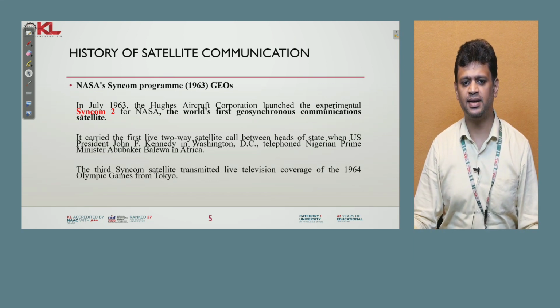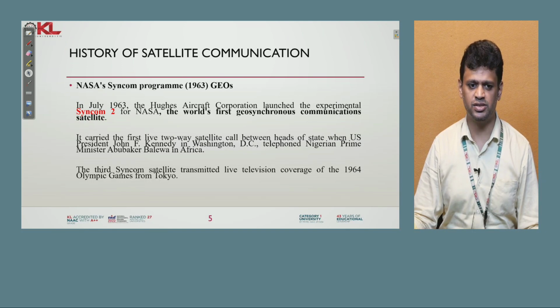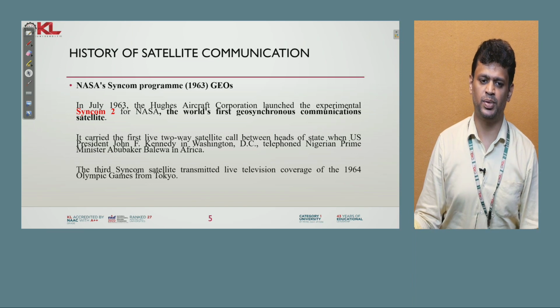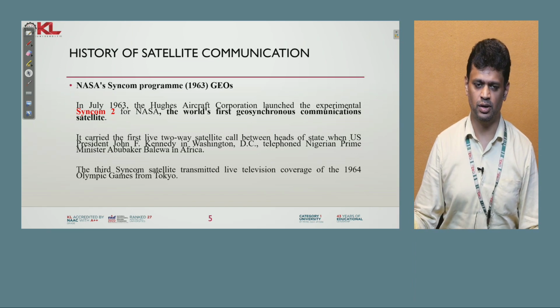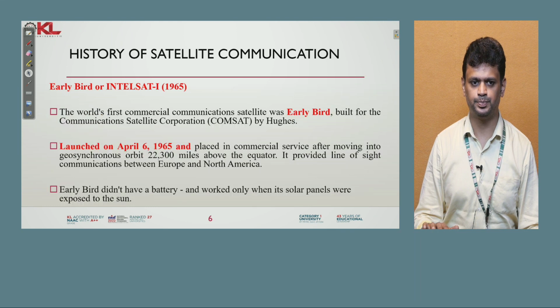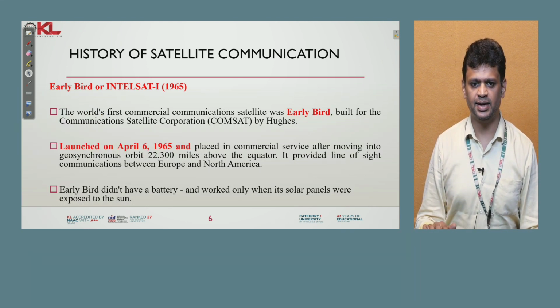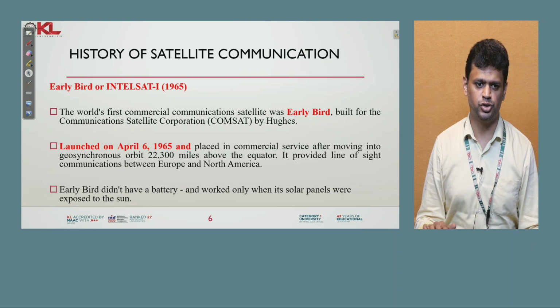The third SYNCOM satellite transmitted live television coverage of the 1964 Olympic Games from Tokyo. So the 1964 Olympic Games were first broadcast using a satellite. In 1965 another satellite, ComSat, was launched on April 6, 1965, and placed in commercial service after moving into the geosynchronous orbit, 22,300 miles above the equator.